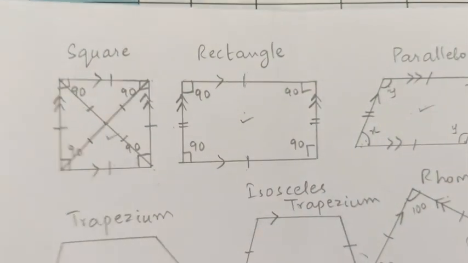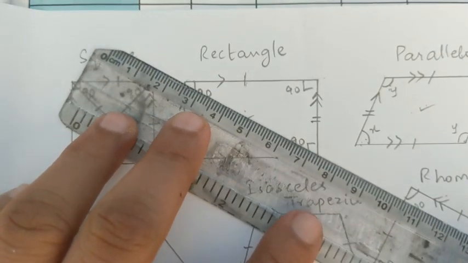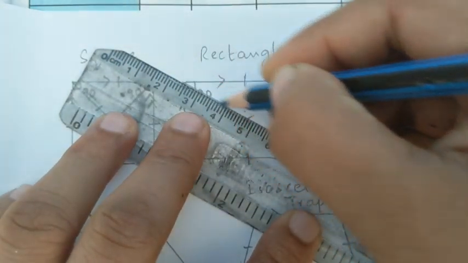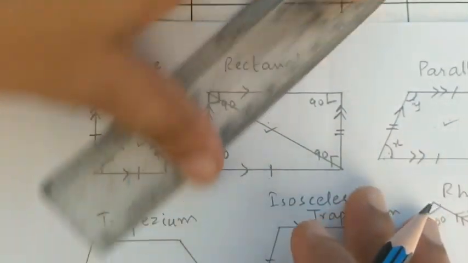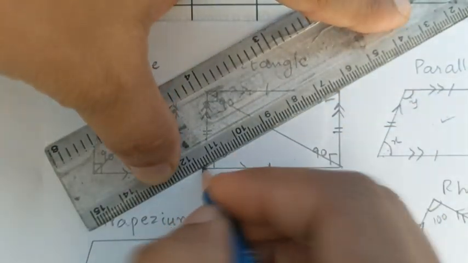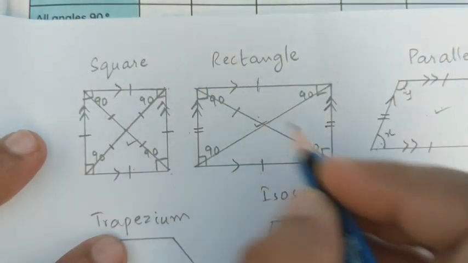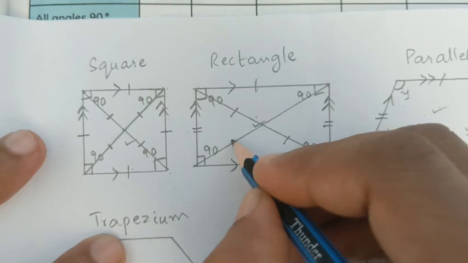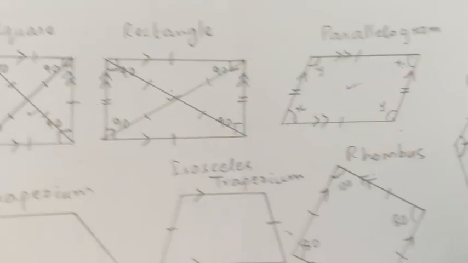Okay, same thing happens in a rectangle. Like when we draw a diagonal line from here, and let's say it is 12 centimeters. So when we draw another diagonal line, these two would be equal to each other. This one would be 6 centimeters, 6 centimeters, 6 centimeters, 6 centimeters. This is how they bisect each other.